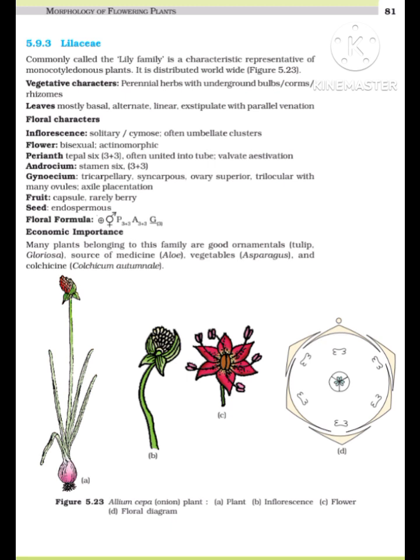colchicine: Colchicum autumnale. Figure 5.23 Allium cepa, onion: A, plant; B, inflorescence; C, flower; D, floral diagram.